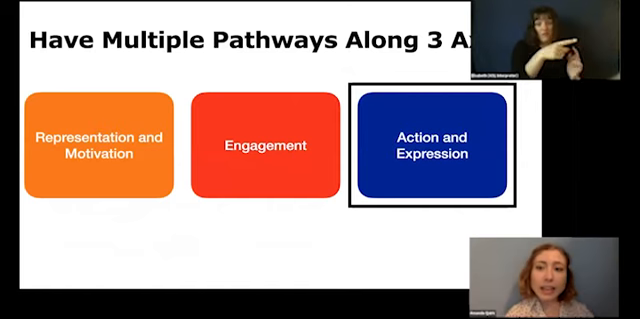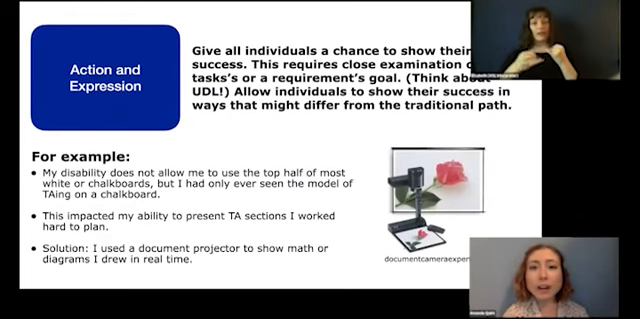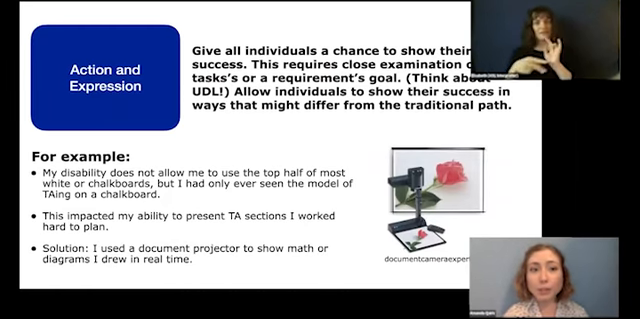And lastly, the axis of action and expression. Here you want to give all individuals a chance to show their success. This requires close examination of a task's or requirement's goal. Think back to what I said about universal design for learning. Allow individuals to show their success in ways that might differ from the traditional path.